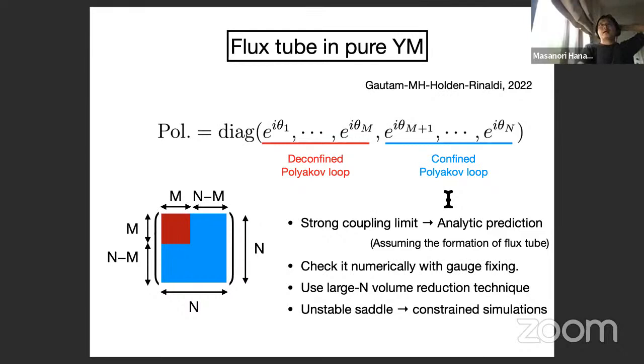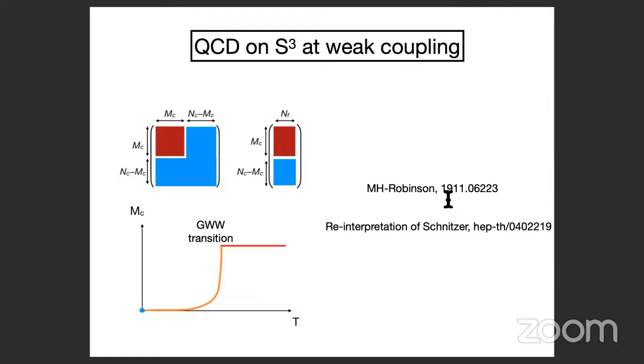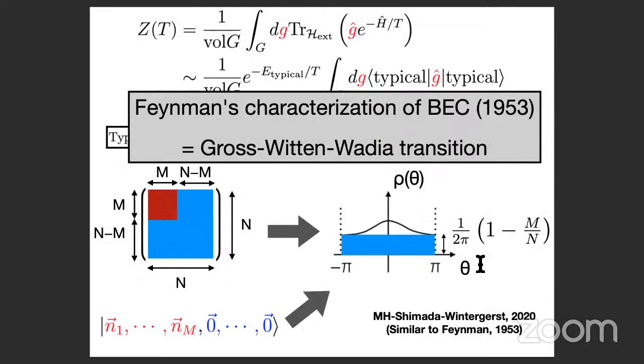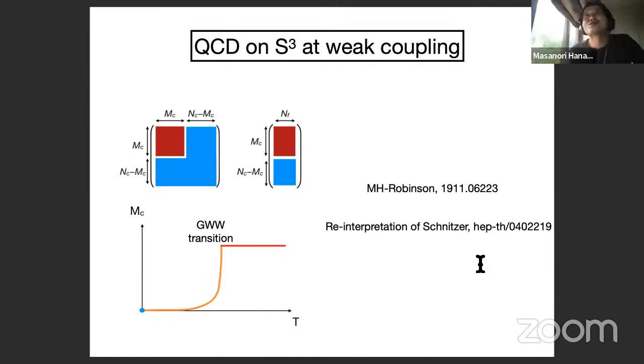So what is this y-axis? You say MC, but how can MC be determined? MC is the size of this confined block, and it's related to the Polyakov line phases in this way. You define the Polyakov line in QCD as usual. Schnitzer already calculated the distribution of Polyakov line phases, so we could just use his result. And we could show that this structure actually appeared.